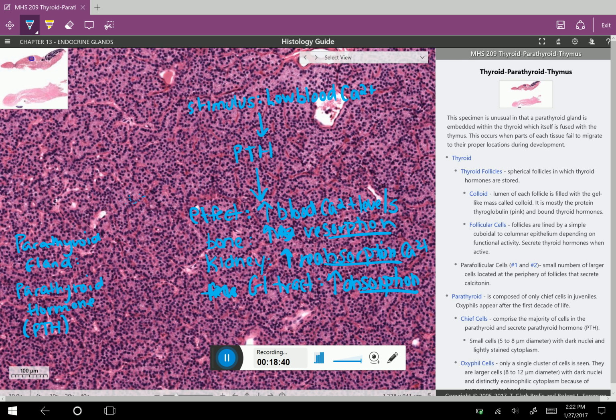And so if your goal is to take calcium and have it in the blood, you're going to want to absorb it from anything that you can. So you're going to resorb it from the bone. You're going to absorb it from the GI tract instead of putting it in the feces. And you're going to reabsorb it from the kidney instead of putting it in the urine.